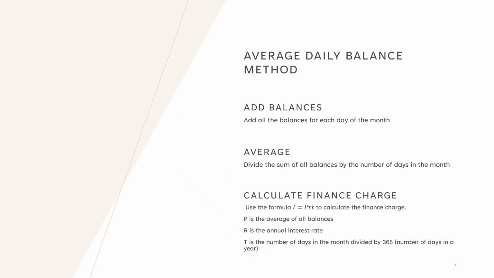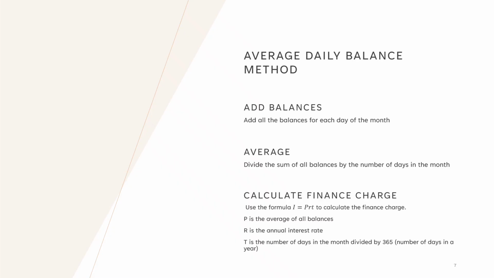Just as with the other methods, the name of this method is very descriptive. Average daily balance. So what is the average balance that we carry on our credit card throughout the month? Well, we begin by adding the balances of all the days of the month. Whatever the balance is on that particular day, we add it all up. Then we find the average. We divide that sum by the number of days in that month. And then we calculate the finance charge.